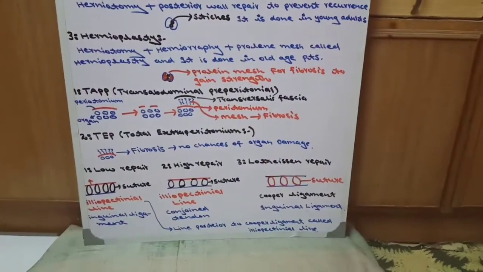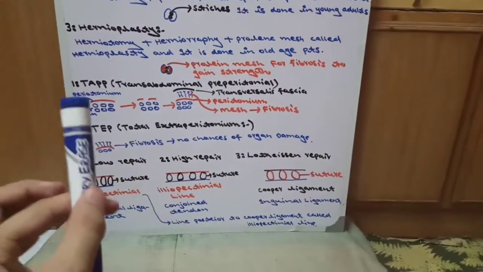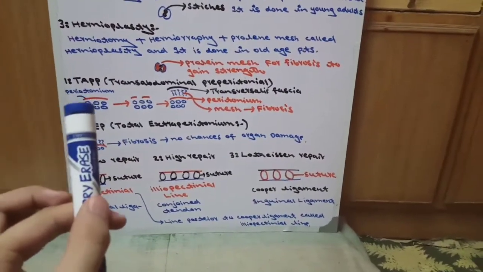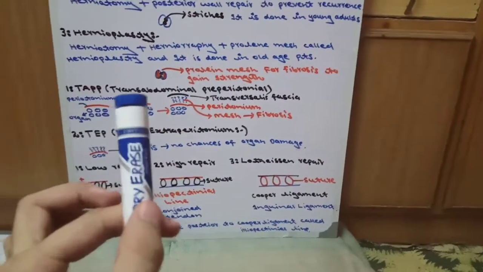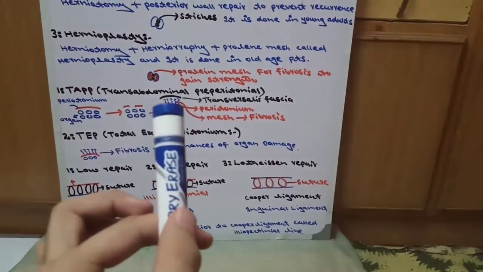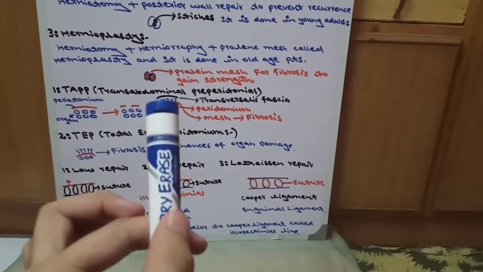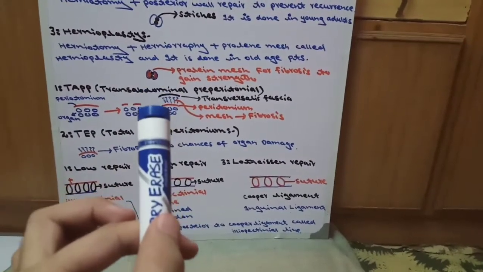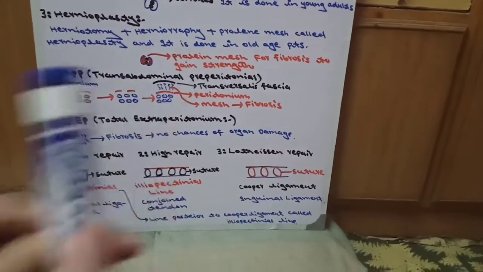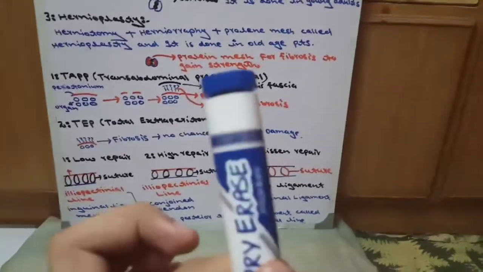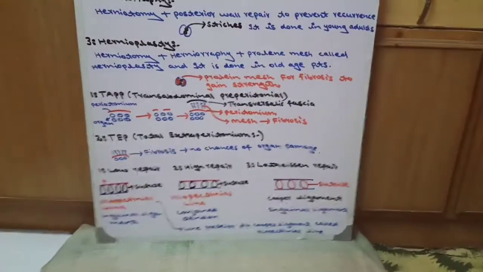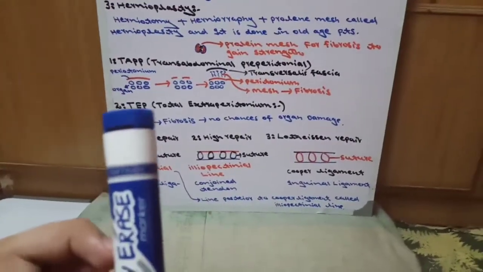This is TAPP. First we cut the abdominal wall, reach the peritoneum, then we cut the peritoneum to open the organ and again close the peritoneum and apply the Prolene mesh between transversalis fascia and peritoneum to gain the fibrosis, to gain the strength. This is TAPP. Now come to the TEP.